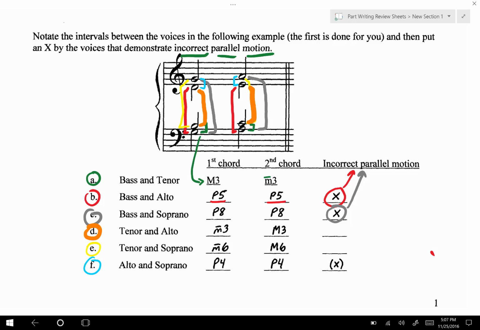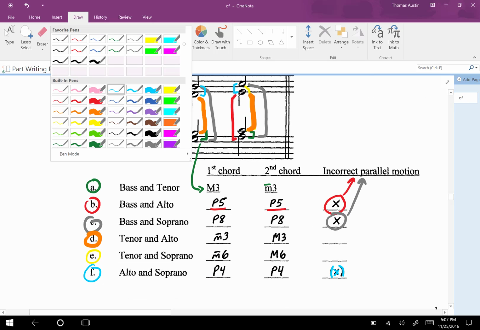Occasionally you want to do them. They're allowed and acceptable. In this case, they don't break any part writing laws. So I put an X here in parentheses. If you left it blank, that would be fine as well. Okay, it's really the perfect fifths, the perfect unisons, the perfect octaves that must be avoided at all costs. So that's how we would do that section.